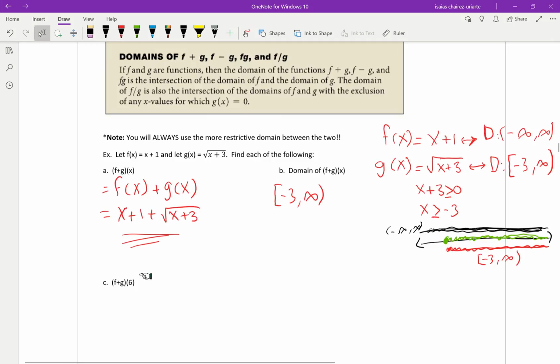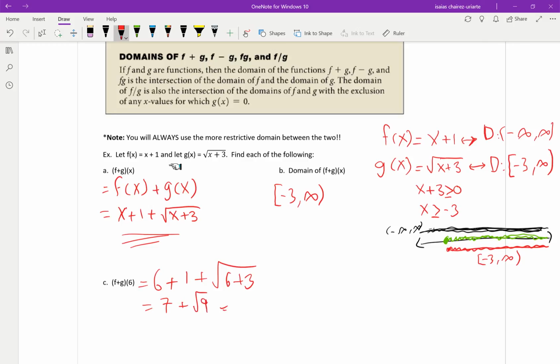Okay, and finally, let's answer the last part. For the last part, we're supposed to just end up with a number. So one thing we could do, f plus g of 6, we already have a formula for f plus g of x. That's what we did up here in part A. We could just plug 6 into that new formula. So that would say 6 plus 1 plus the square root of 6 plus 3. And then that says that that's 7 plus the square root of 9.